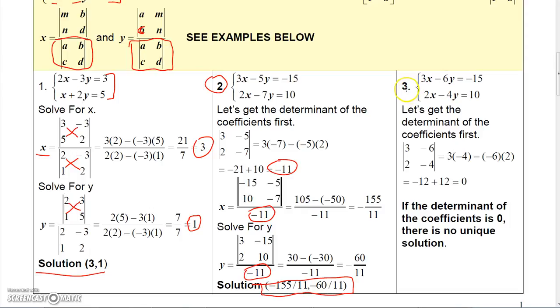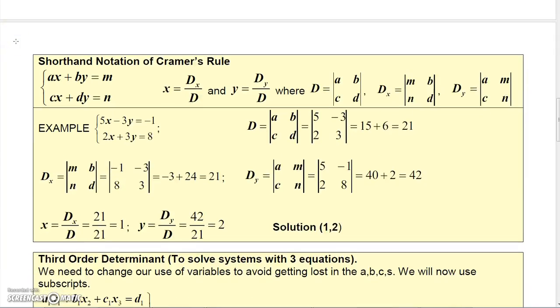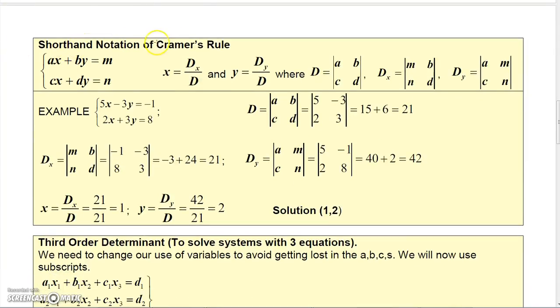Now number 3 is a special case because on this one, if you calculate the determinant of the coefficients, you're actually going to get 0. And if you get 0 for the determinant of the coefficients, that tells you that there's not a unique solution. Now, this is a shorthand notation that can be used, but basically it's exactly the same thing I just did.